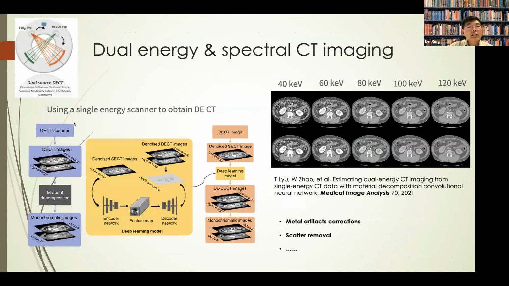So this is just another example. You can actually obtain dual energy CT with a very cheap, single energy CT. So why do we need a dual energy CT? Just to give you an example clinically.